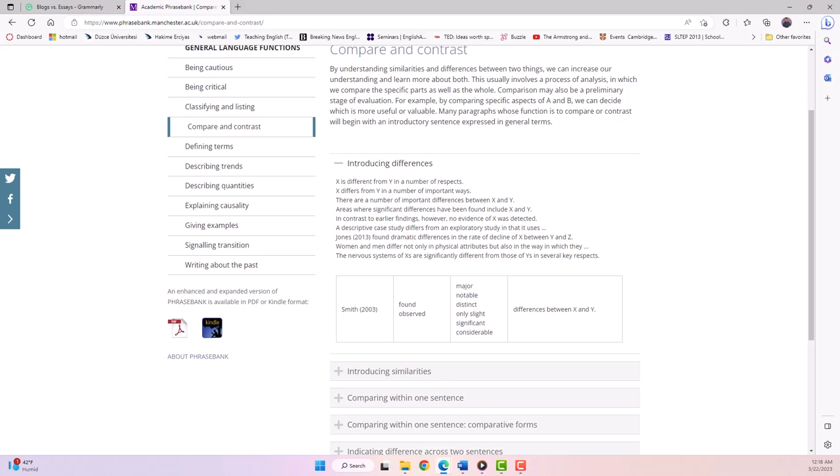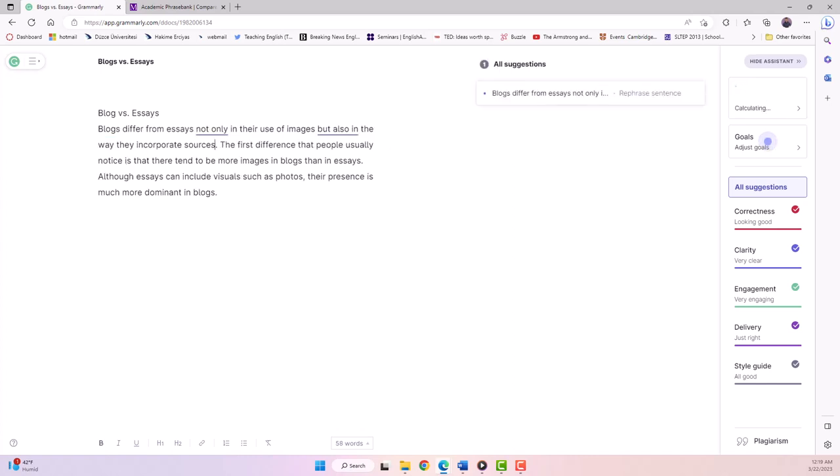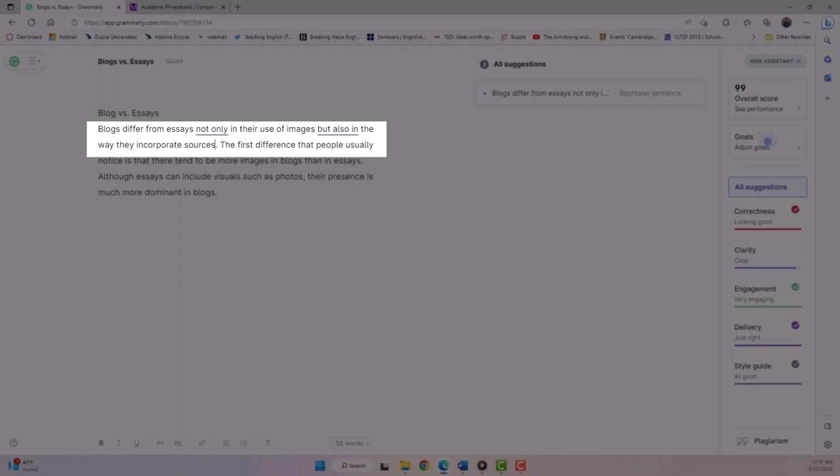For example, from the comparison paragraph above, students might change the simple sentence, "Blogs differ from essays in a number of important ways," to a more sophisticated structure, such as, "Blogs differ from essays not only in their use of images, but also in the way they incorporate sources." Both Grammarly and PhraseBank are examples of how teachers and students can harness technology to develop writing skills.